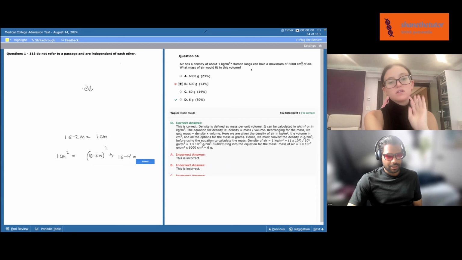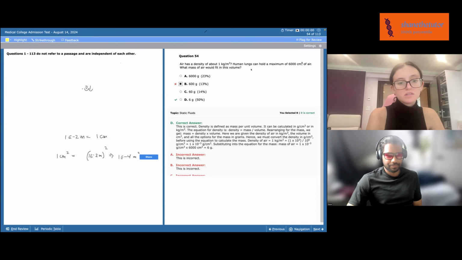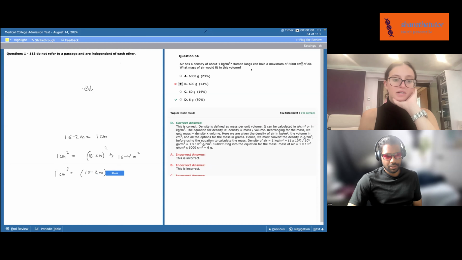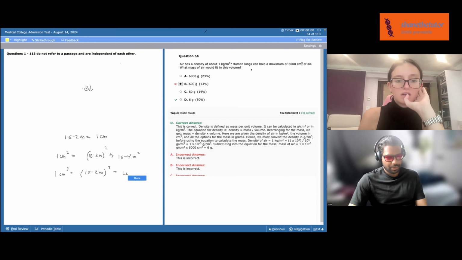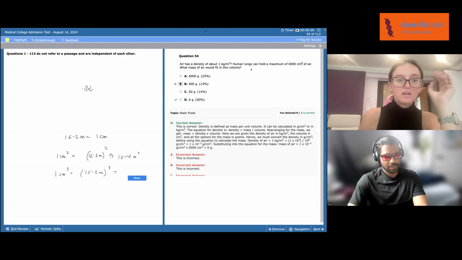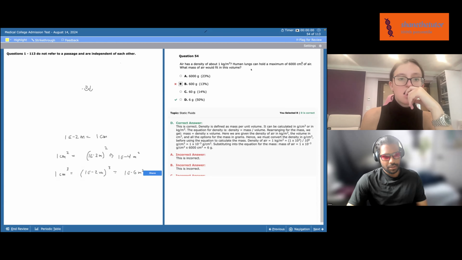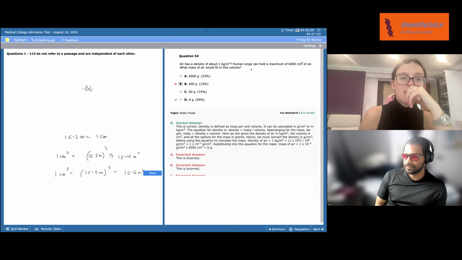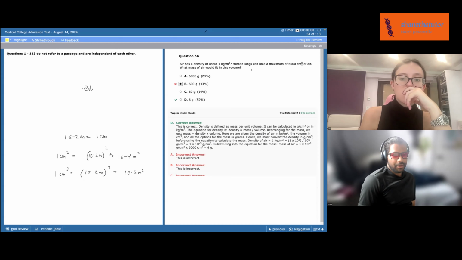Got it. And since this one is cubed, it's 1e-6 meters cubed. Do you add them or no? You multiply them. Yep, so 1e-2 meters cubed. There you go.